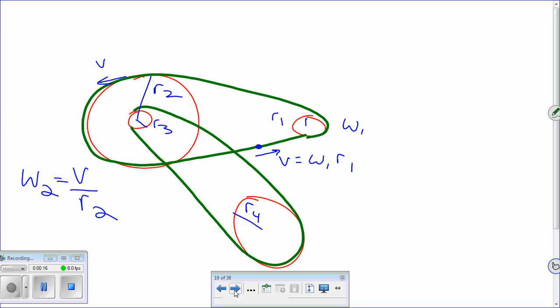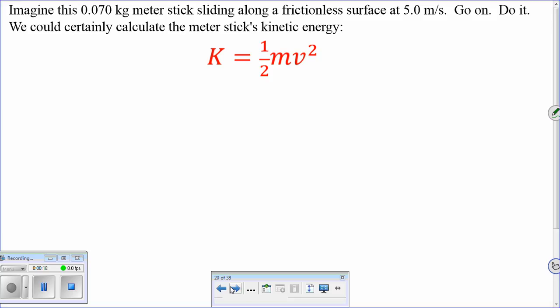All right? So, oops, there's a drawing left from yesterday. All right, so I would like you to imagine this 70-gram meter stick sliding along a frictionless surface at 5 meters a second. Are you doing it? Yes. Okay. Because it's moving, it's got kinetic energy, right? And we ought to be able to calculate the kinetic energy, right? So I know this is silly, bear with me, let's do it, all right?